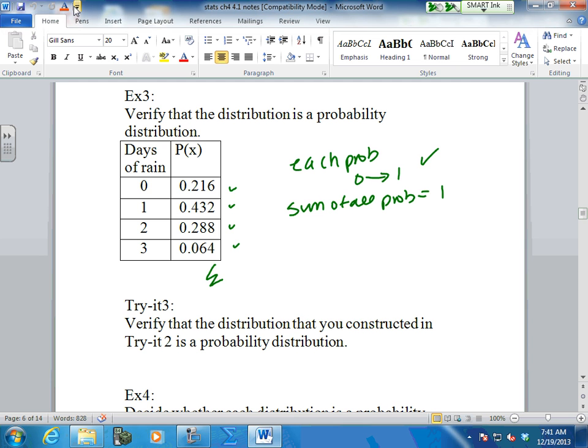Then we sum them up. And when you sum them up, it does equal 1. Oh, I thought the 6 was 0.6. It's 0.06. It does equal 1. So it matched both of these criteria, so we know that this is a probability distribution.